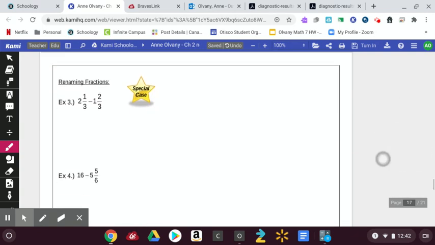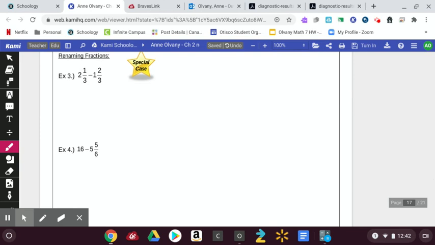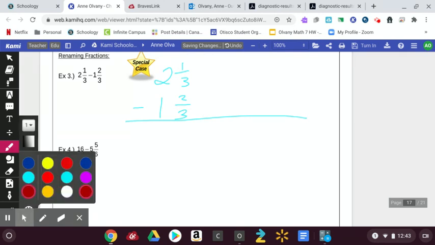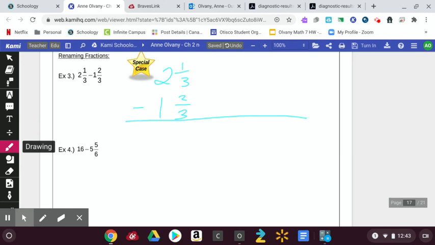We're going to move on now to those special cases where you have to rename or borrow. 2 1/3 and 1 2/3 have the same denominator. So this looks like an easy problem. However, when I go to subtract 1 minus 2, I can't do it unless I get into negatives. If I have $1 and you take 2, I'm out. I don't have any.